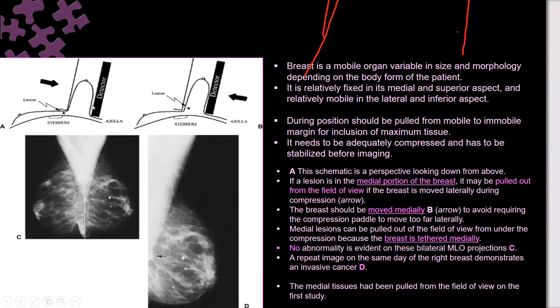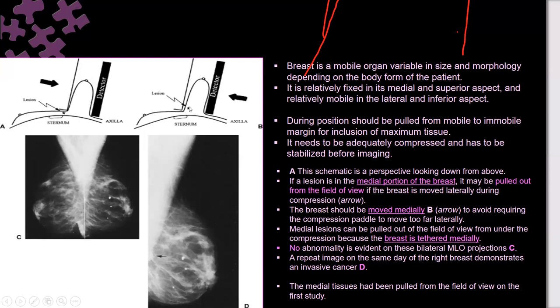Here, this is a detector, and the breast lies along the detector laterally. By pushing the breast more laterally, we miss the extreme medial portion because it is fixed. It is immobile. But with some adjustment, pushing the detector and the breast a little bit medially, from lateral toward medial, we can include the lesion on the medial side. It will be within the image.